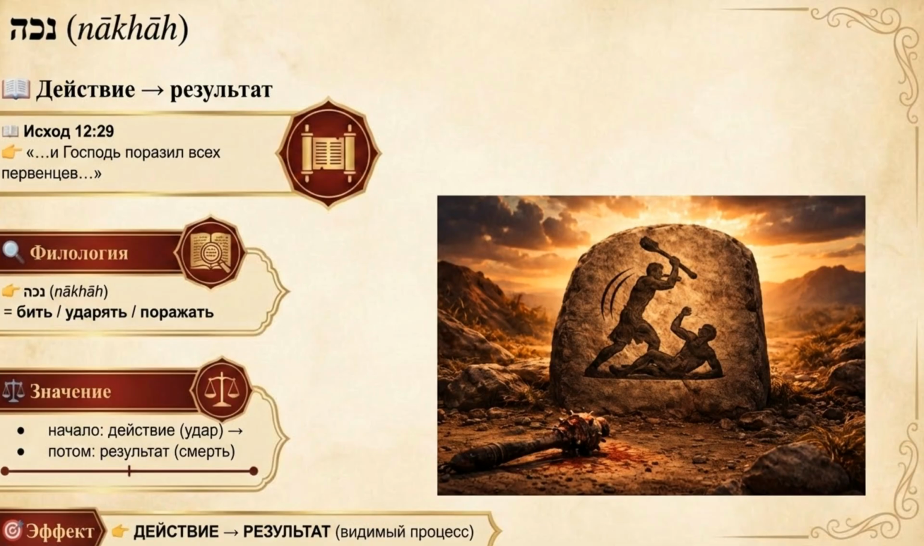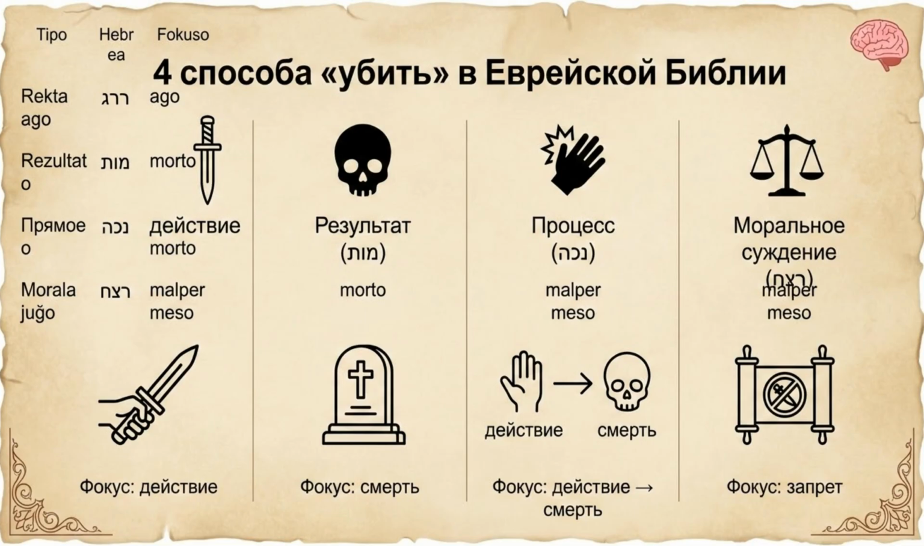Naka emphasizes the action that leads to the result. It means to hit or to strike, where the action is visible and the outcome is death. The process is key here. This chart summarizes the 4 ways "to kill" is expressed in the Hebrew Bible, each with a distinct focus. Harag, direct action; mut, result; naka, action to result process; and ratzach, moral judgment.